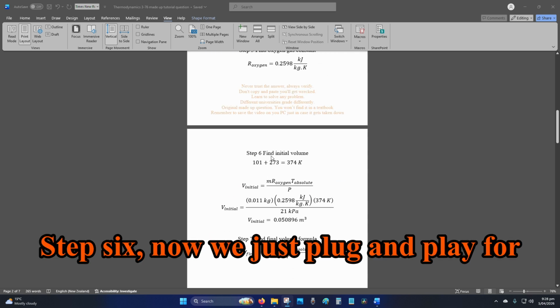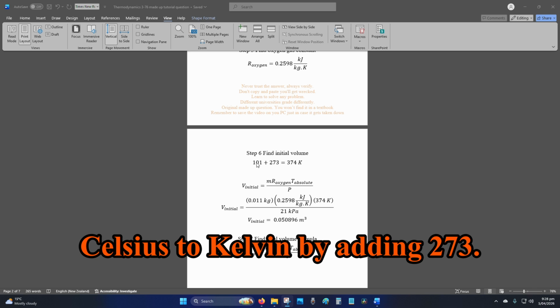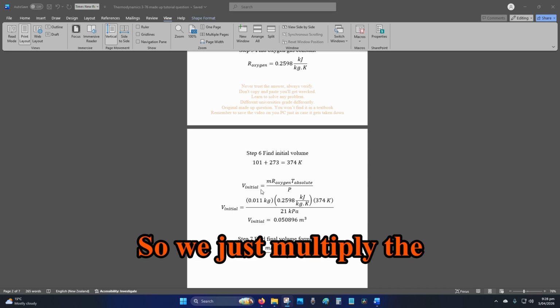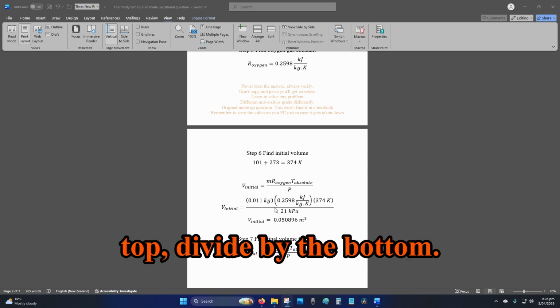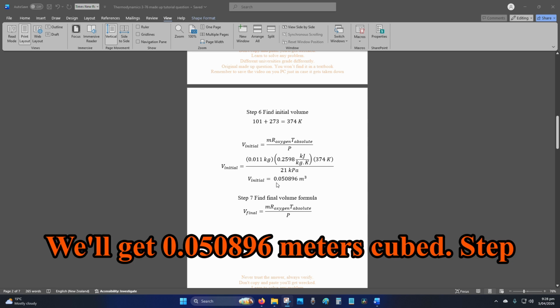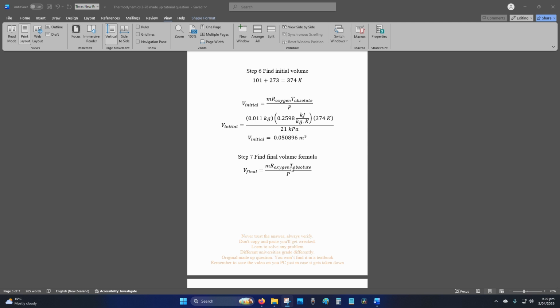Step 6, now we just plug and play for the absolute temperature. Make sure you convert your 101 degrees Celsius to Kelvin by adding 273. So we just multiply the top, divide by the bottom. We'll get 0.050896 meters cubed.